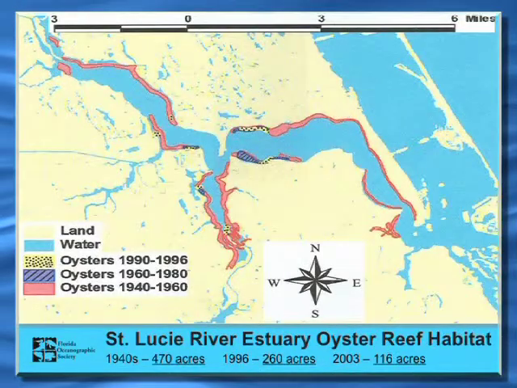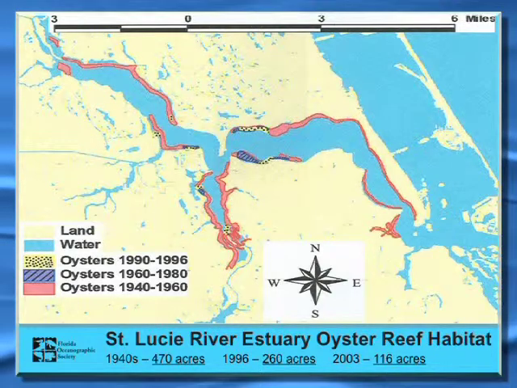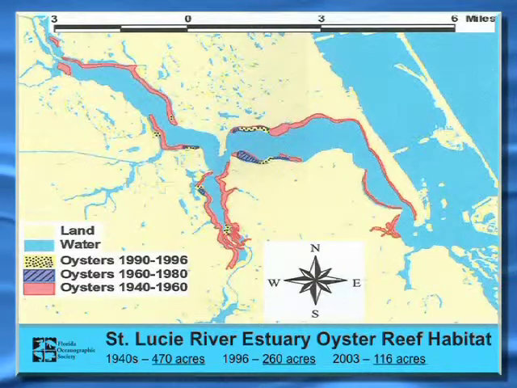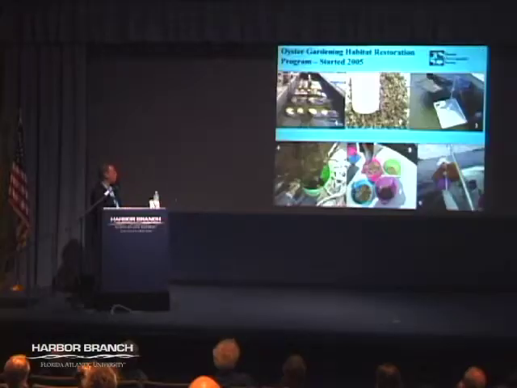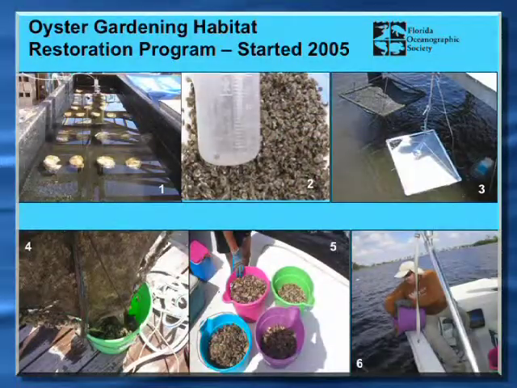And we restore oyster reefs. What you see in orange or red here are all the oyster reefs back in the 1940s. I've got this kind of messed up here, but we had about 470 acres back in the 1940s, and two other surveys reduced that down to 260 and then 116 in 2003. And in 2005, we had almost a complete die-off, just like we did now. Fortunately, in our shellfish hatchery, where we have oysters and clams, we have about 60 of the brood stock of the native oysters. So literally after this event's over, we can spawn those oysters back and reseed them. And we've done some of this back in '05.